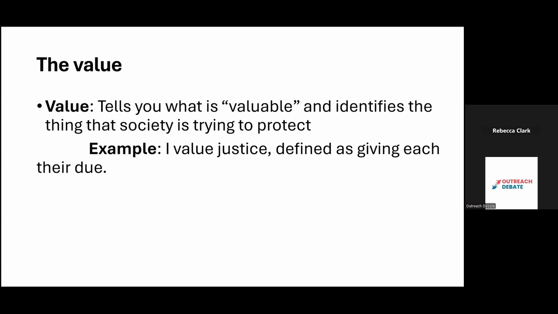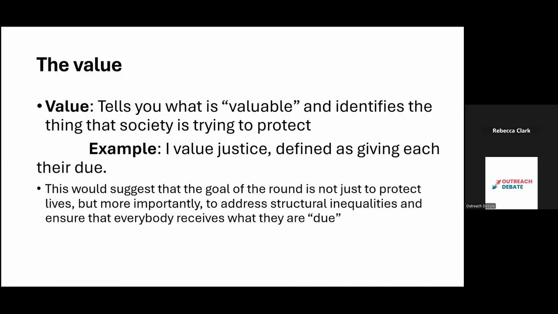So an example could be, I value justice, defined as giving each their due. This is a line I've heard debaters repeat 100 times at the beginning of speeches. Like, hi, my name's blank. I'm affirming the resolution. I value justice, defined as giving each their due. Simple, straightforward. This would suggest that the goal of the round is not just to protect lives, but more importantly, to address structural inequalities and ensure that everyone receives what they are quote unquote due, hence the phrase giving each their due. It's about having access to the rights that you should or are guaranteed, and it's about equality in terms of processing and distribution and things like that.